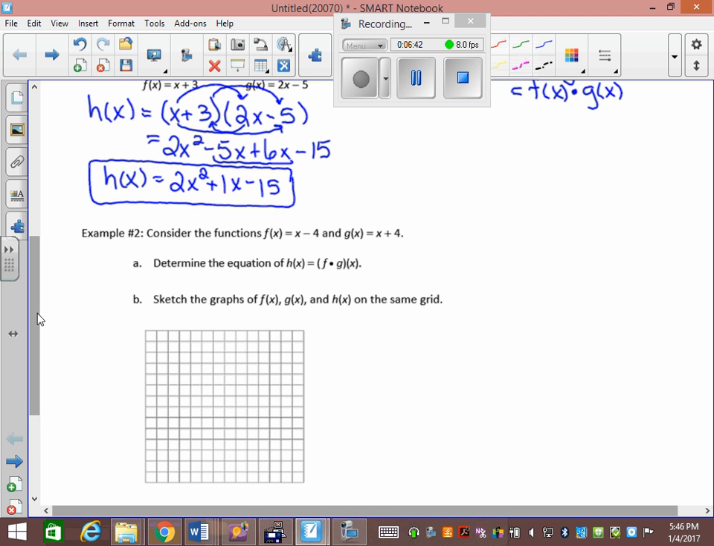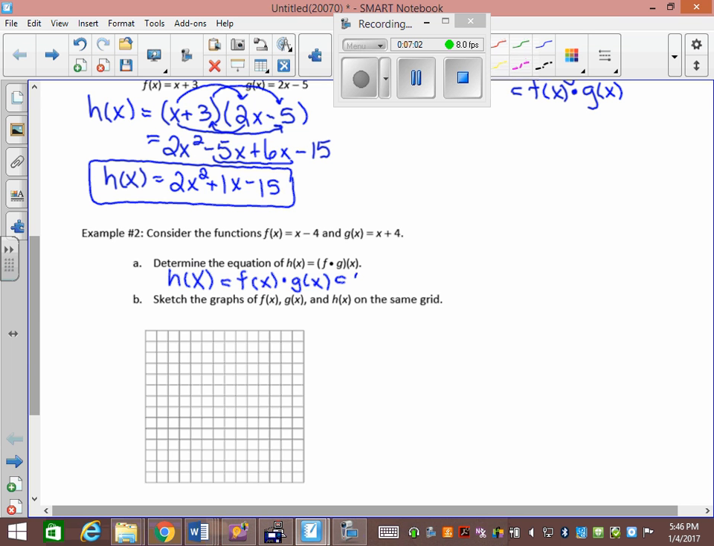Example 2. Consider the functions f of x equals x minus 4 and g of x equals x plus 4. Determine the equation h of x equals f times g of x. Remember, if they're written together like that, you always want to separate them. So what they're asking us to find is h of x equals f of x times g of x.